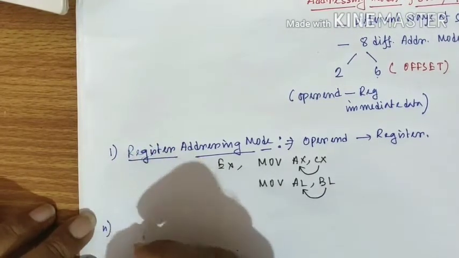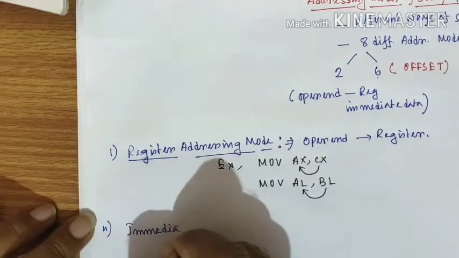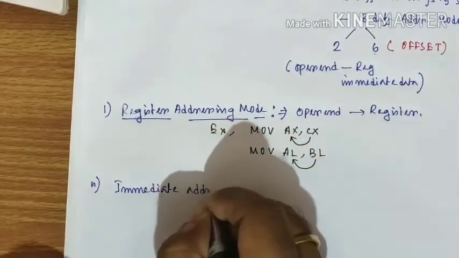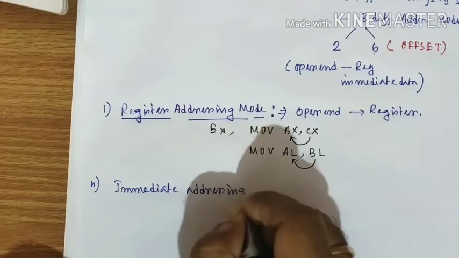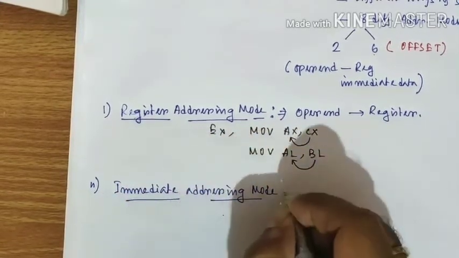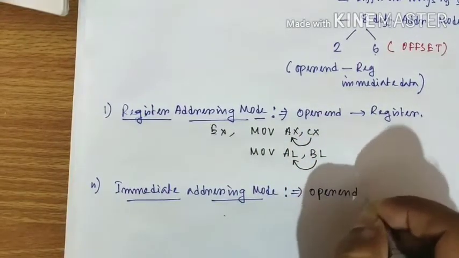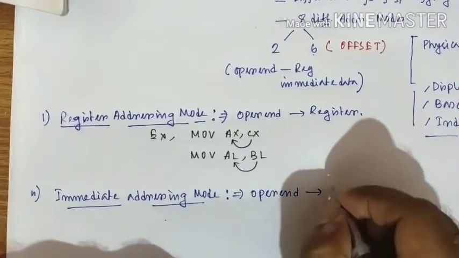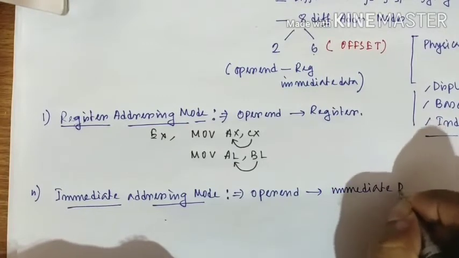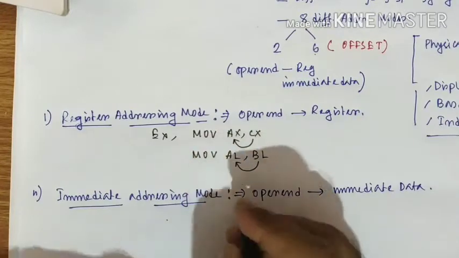Number 2, immediate addressing mode. As the name suggests, here the operand will be an immediate data. So a typical example can be like this.